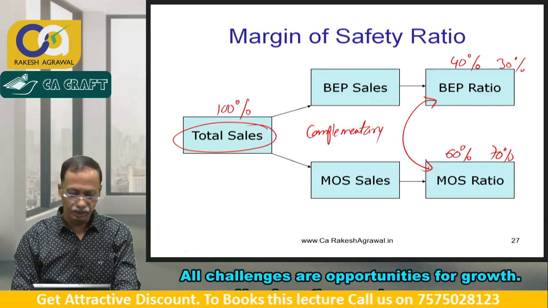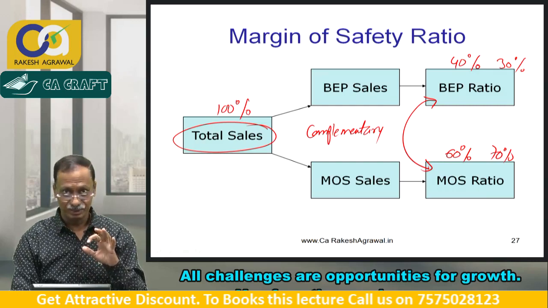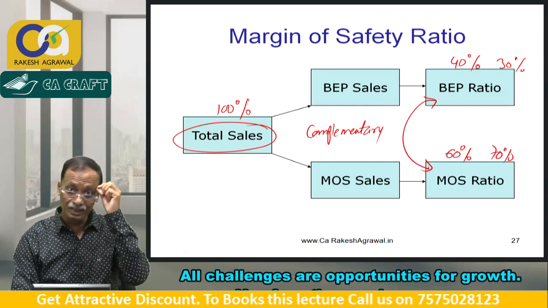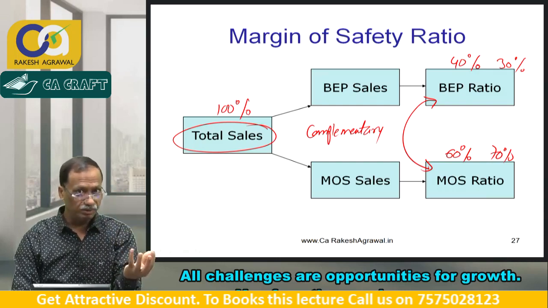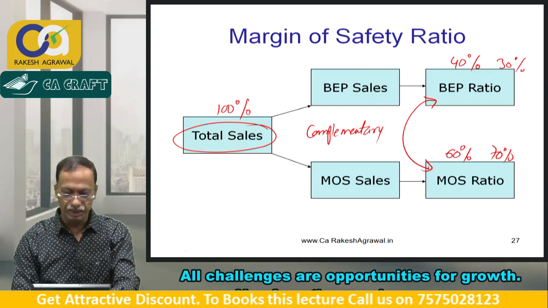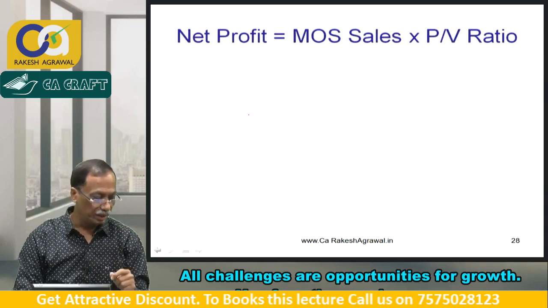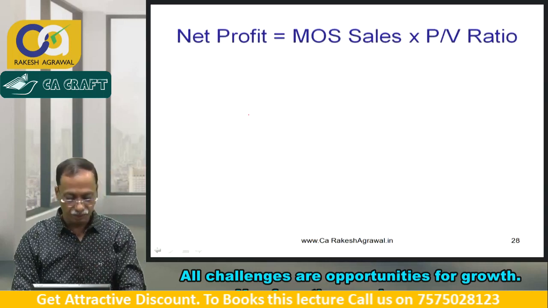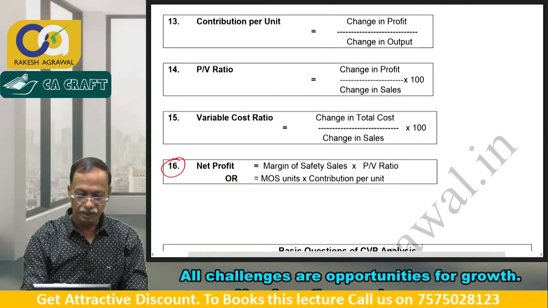Now another interesting thing we will see. Now, how to extract profit out of margin of safety sales. Please remember, margin of safety sales is never equal to profit because it is sales. On margin of safety sales, whatever contribution you earn, that becomes your profit. So we'll see that formula now. This is the formula which is written at number 16 in your notes.